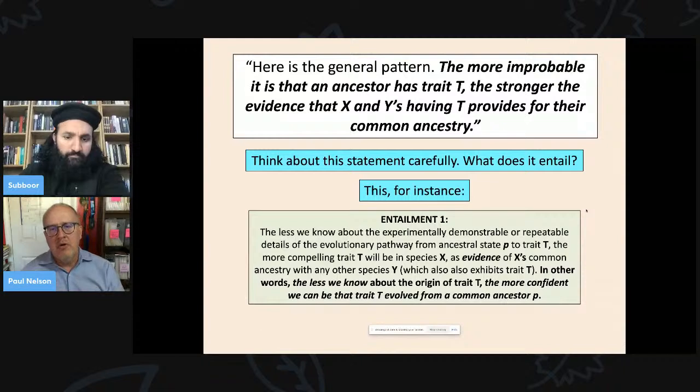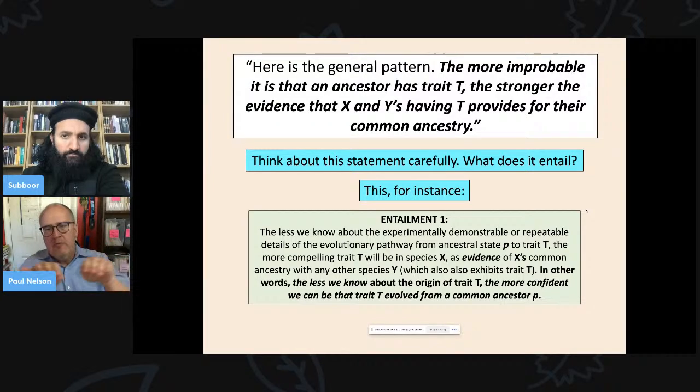The less we know about the experimentally demonstrable or repeatable details of the evolutionary pathway from ancestral state P to trait T, right? So there's some pathway that we want to delineate, we want to understand. The less we know about that pathway in terms of experimental demonstration or repeatability, where we understand each step and why one step leads to the next, the more compelling trait T will be when we find it in species as evidence of their common ancestry. To put it more simply, the less we know about the origin of trait T, the more confident we can be that that trait evolved from an unknown common ancestor P.